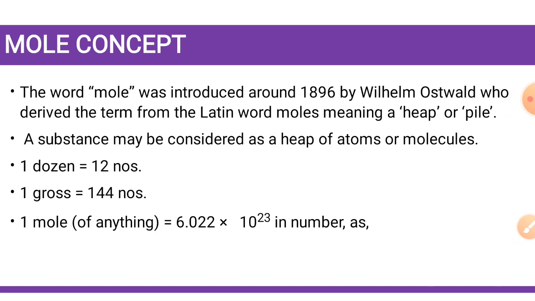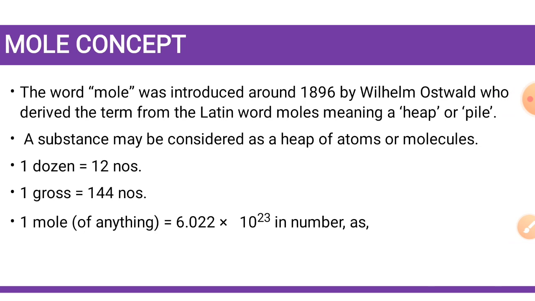Students, we buy things either by number or by mass. Let me give you an example. We generally buy oranges, eggs, bananas by number. Let's say a dozen for 12. Similarly, we buy most of our vegetables by mass, either in gram or kilogram. So in this way, we are using different types of measurement.